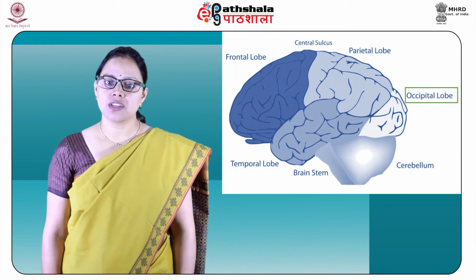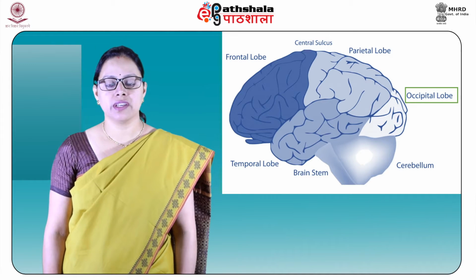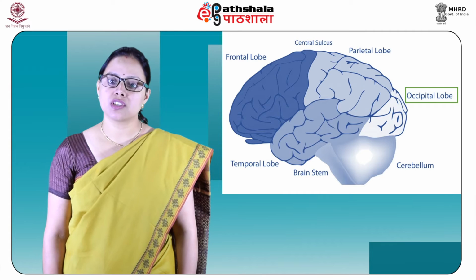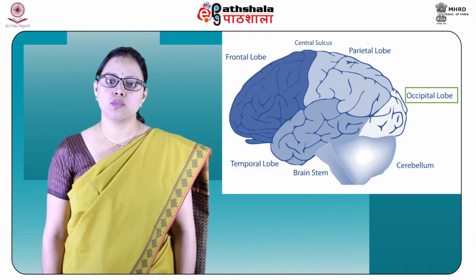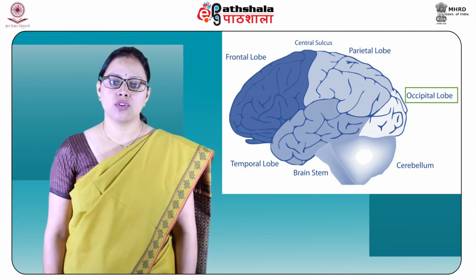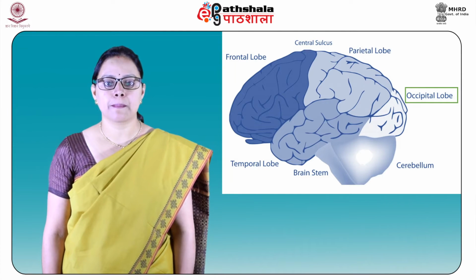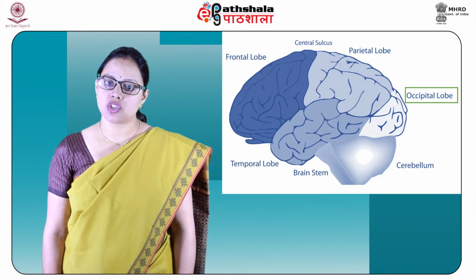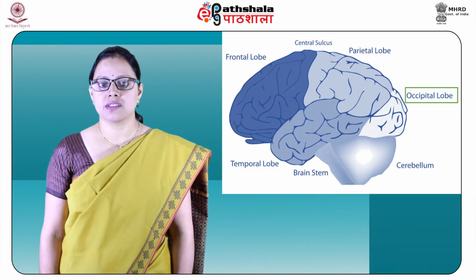At the extreme posterior part of the cerebral cortex, there is a small region called the occipital cortex. It is the smallest lobe or area of the cortex, which occupies only 12% of the total surface of the brain. Damage to this area produces blindness, which may be partial or total depending on the extent of damage.